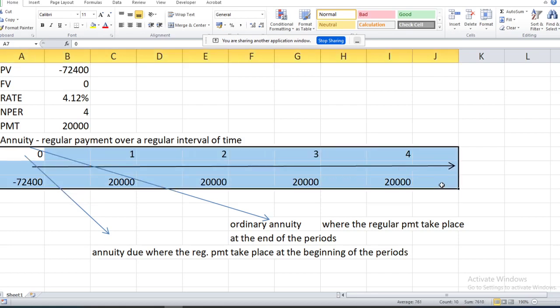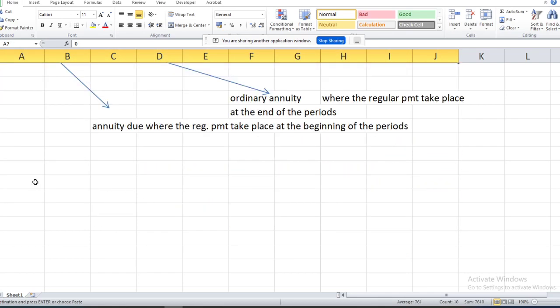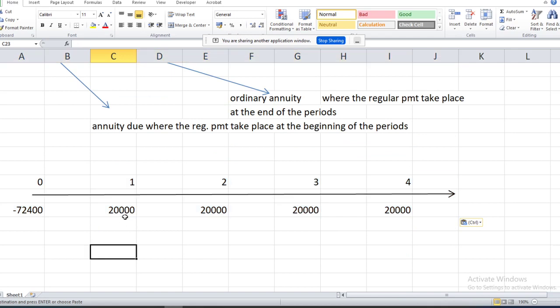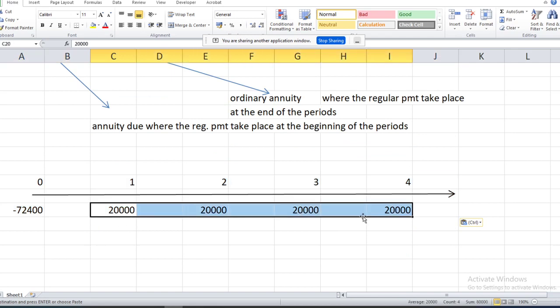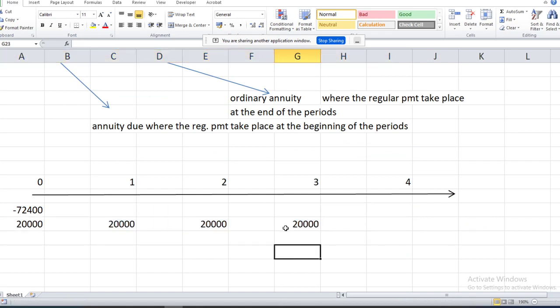Okay, so how would it look like on the timeline? Let me try to copy this. I wonder if it can be easily done. Very good. So an annuity due in this example would look like this. Just simply move these regular payments by one period to the left. You see the first 20,000 in this example is paid to you at the beginning of the first year. So the very beginning of the first year is today, right?